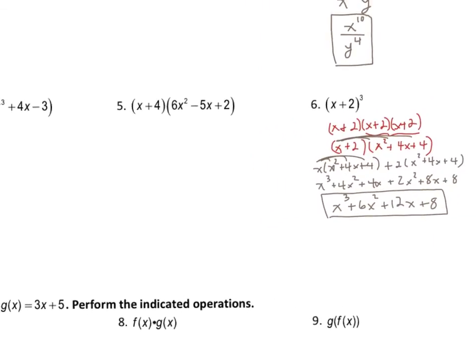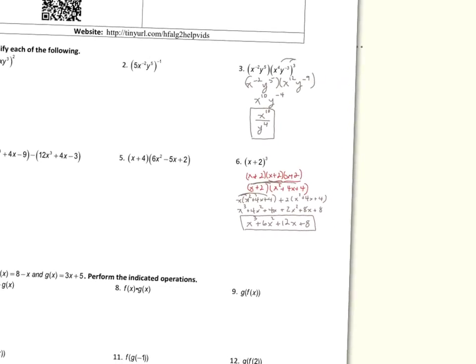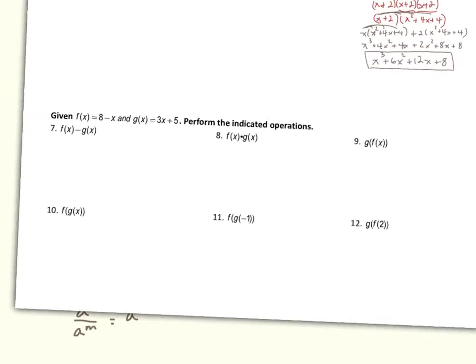And then if you look at number 5, it's kind of like the same thing, where I'm going to distribute the x to everything, and then I'm going to distribute the 4 to everything, and I'm going to combine my like terms. So, a couple examples of some things there, illustrating some of the things we were talking about.